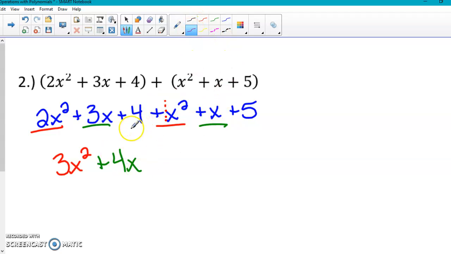And then we have just the constant, which means I do not have a variable. So 4 and 5 makes 9, and I cannot add that any farther. So we now have our final answer, but we need to name it.